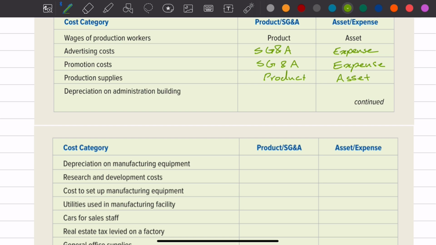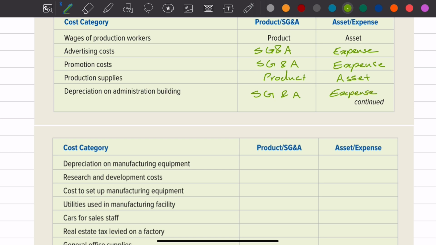If we are depreciating an asset that is linked directly to the production process, then that means the depreciation is going to be considered as a product cost. If it's not, then it's going to be an SG&A. Okay, so when we're depreciating the administration building, that cannot be traced directly to the production process. So because of that, we will classify this one as SG&A, and it will be classified as an expense, not an asset.